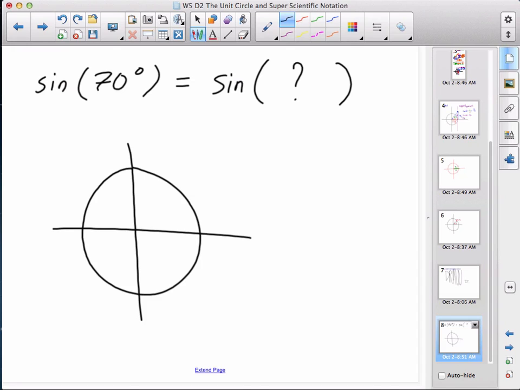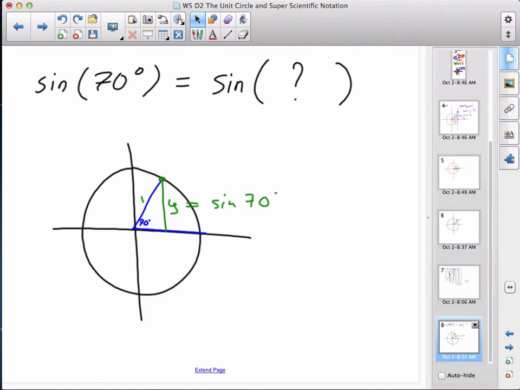Since the sine of 70 is its y coordinate. So if I've got 70 degrees, since the sine is its x coordinate, is it its x or its y? Y. Right. So I'm thinking opposite over 1, so that's going to be y. So this is the sine of 70 degrees. Okay. Any other angle that shares that y coordinate?